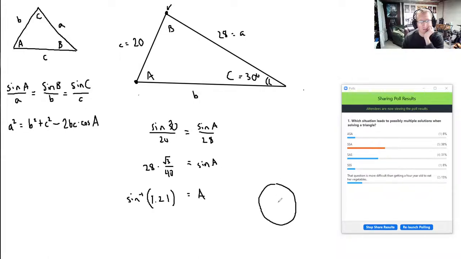Let's go back to our unit circle. The sine tells you the y-coordinate, doesn't it? And on the unit circle, the y-coordinate cannot exceed 1. So what's this angle for 1.21? It doesn't exist. What does that mean in terms of this triangle up here? What that means is, if you fix this side at 28 and this side at 20, and then you force this angle to be 30 degrees, it means that no matter how you swing this side, either to the left or to the right, it doesn't matter how you swing it, it will never touch this side over here. There's no triangle that gives us this relationship.